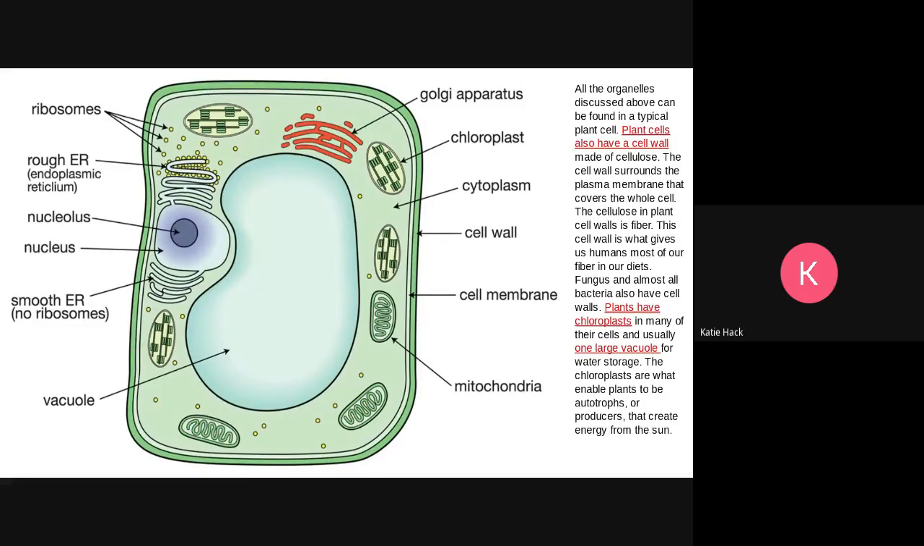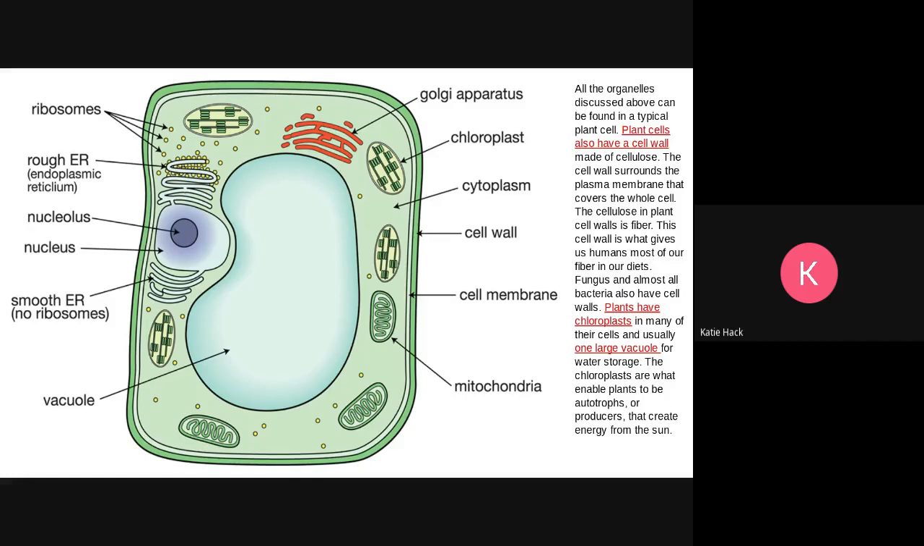So this was plant, correct? Yes, this is a plant cell. This cell wall is what gives humans most of our fiber in our diets. Now, fungus and almost all bacteria also have that cell wall. Now, plants have chloroplasts. This is another question. Plants have chloroplasts in many of their cells and usually one large vacuole for water storage.